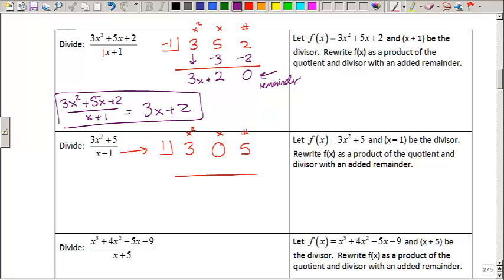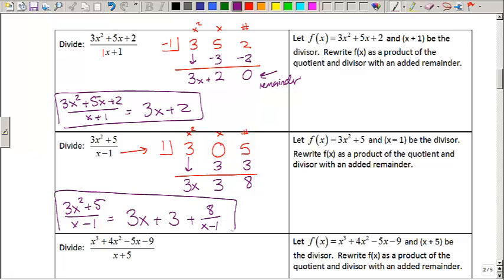Next, I'm going to bring down the 3 and multiply and add. 3 times 1 is 3. I add down to get 3. I don't have to subtract because I've already changed the sign. 3 times 1 is 3. I add down to get 8. Well, this time I do have a remainder. So the answer to 3x squared plus 5 divided by x minus 1 is 3, drop my exponent by 1, x, plus 3, drop my exponent by 1, but this is a constant, plus my remainder, 8, still being divided by x minus 1, the original divisor. And this is the answer to our original division problem.